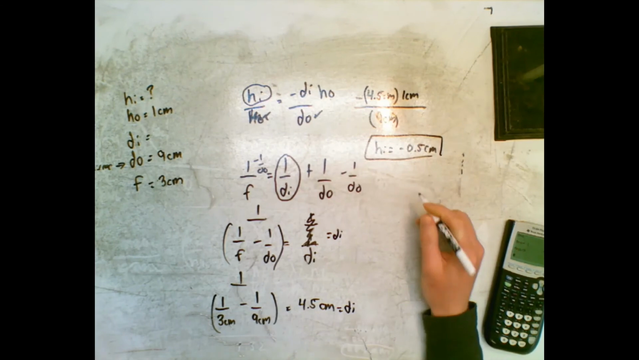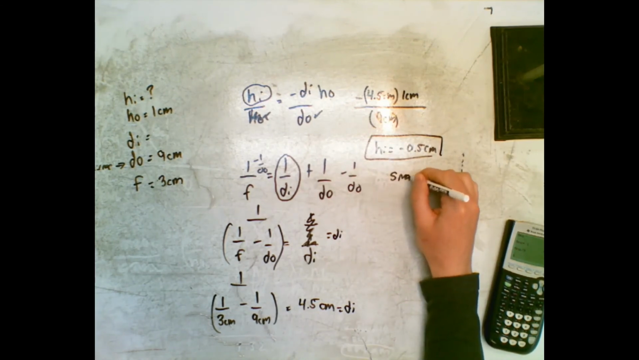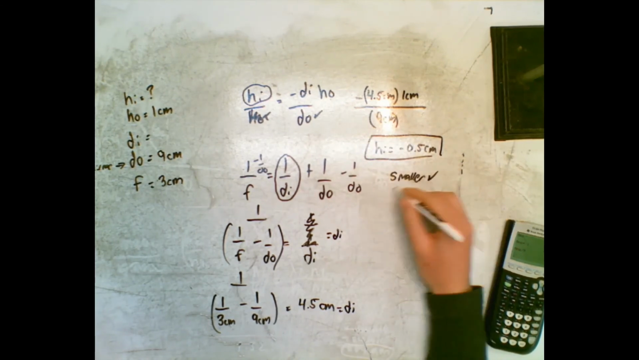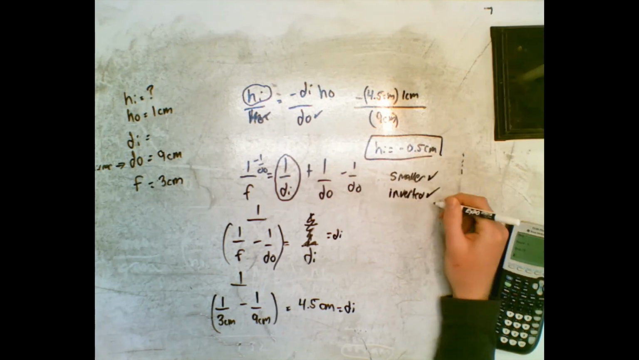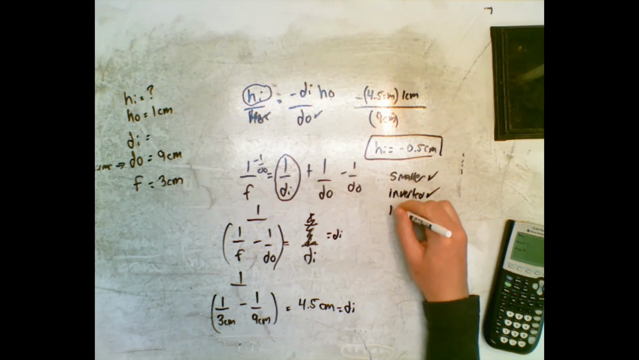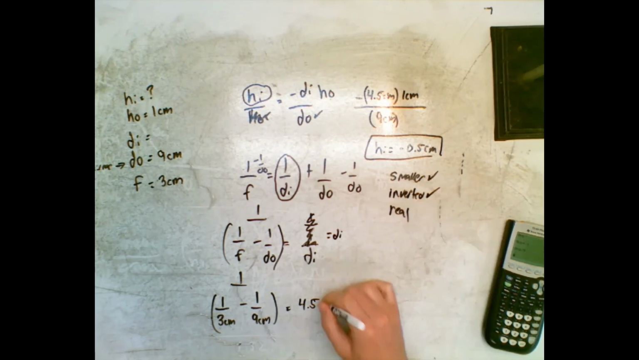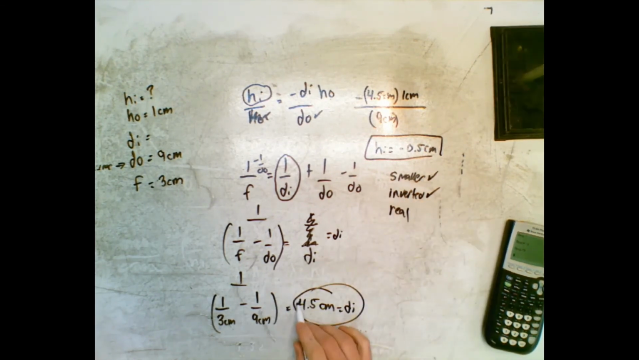Right? And from our ray diagram, we said it's smaller, which it is. We also said it's inverted. And that's what that negative represents. So that's good. We got that negative on there. And it's real. And the distance to our image is positive. So it's real. So we're good. So that's how you would do that question.